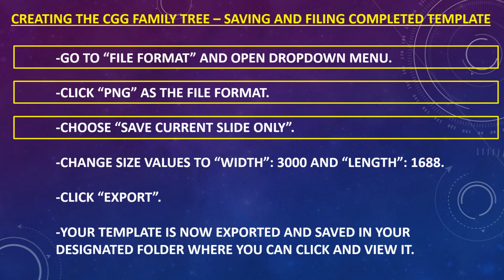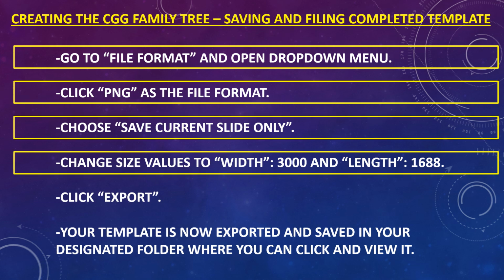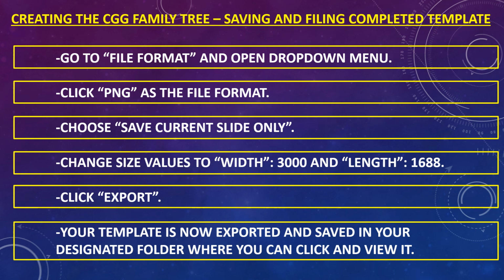Choose Save Current Slide Only. Change size values, to width, 3000, and length, 1688. Click Export. Your template is now exported and saved in your designated folder where you can click and view it.